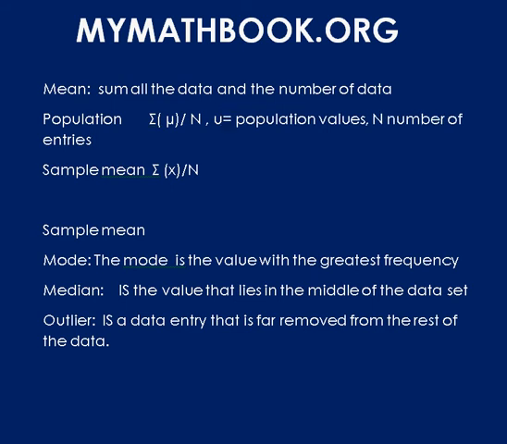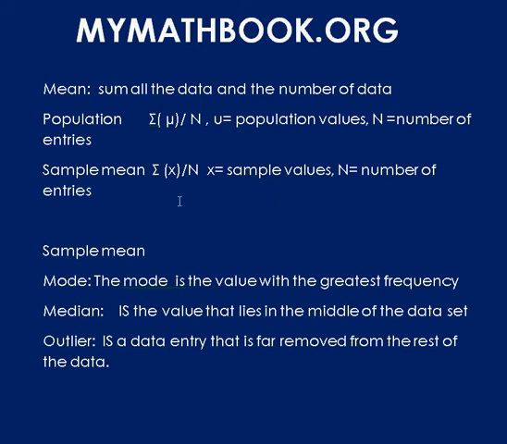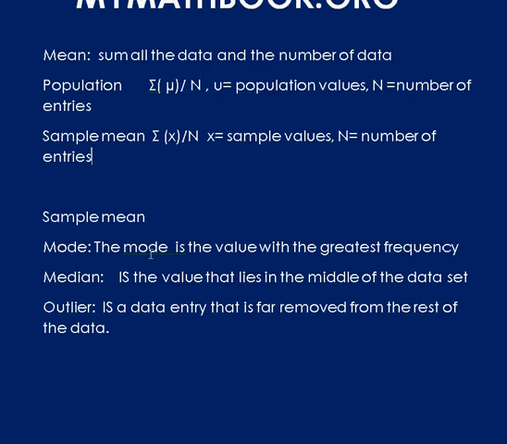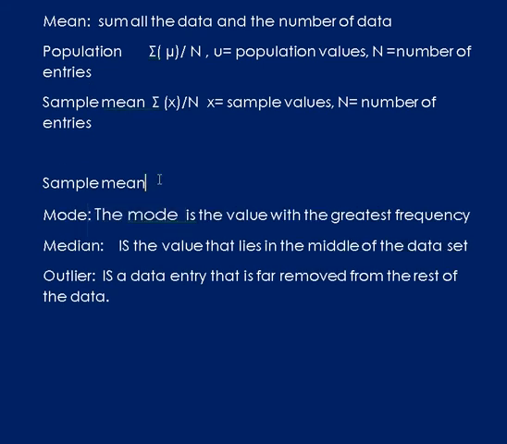Let's do the same for this. For the sample mean, what do we have here? We have x, and that's also equal to sample values, and then the n is also going to be the same as the number of entries. So these are the two definitions for mean, the population mean and the sample mean. We defined the mean already. The mode is the value with the highest frequency.